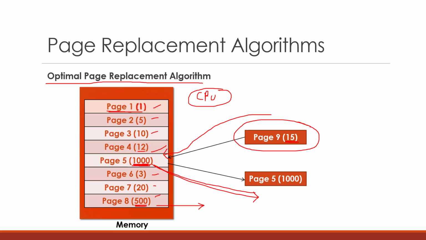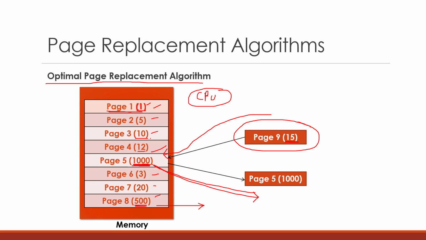Because this is required after 1000. Let's say that we replace instructions by seconds, right? So this page will be required from current time after 1000 seconds, but this page is required after 1 second. So obviously we cannot replace this page, we cannot take out this page from the RAM, because then it will be required again after 1 second.